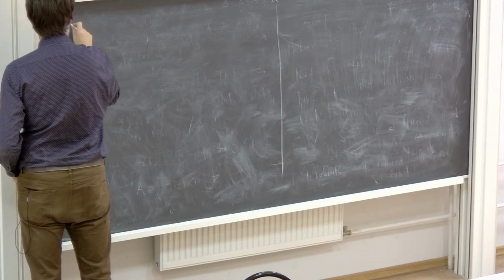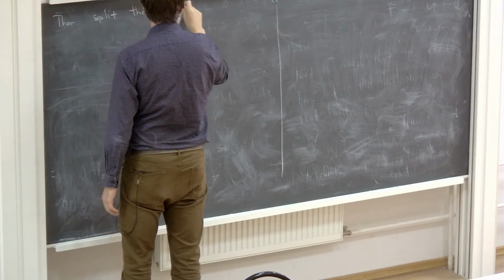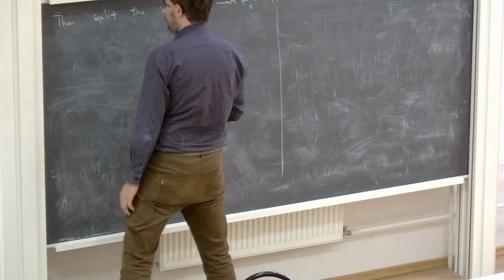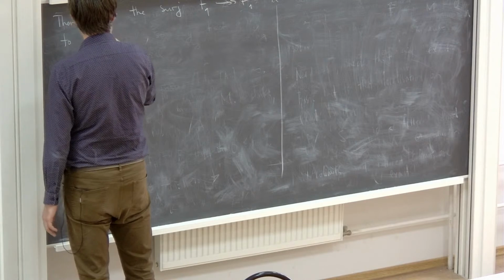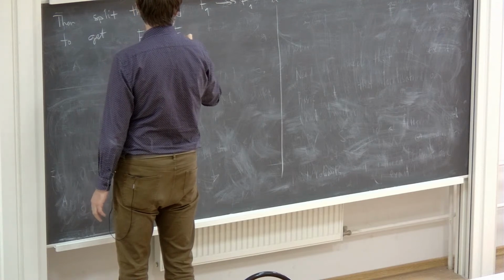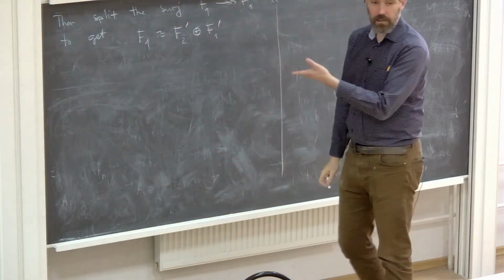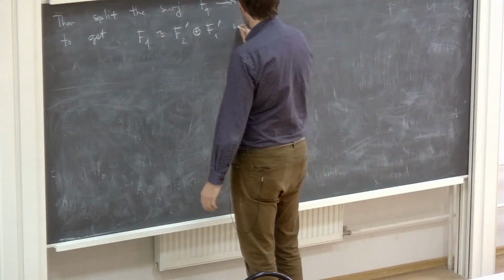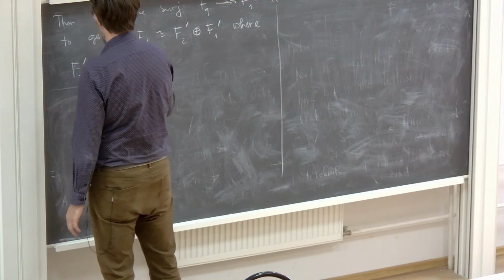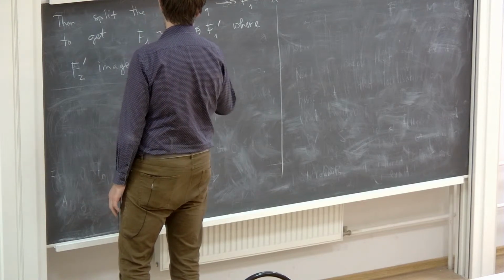So then split the surjection from F1 onto F1 prime to get that F1 is a sum F2 prime plus F1 prime, where F2 prime is the image of the map F2 to F1.